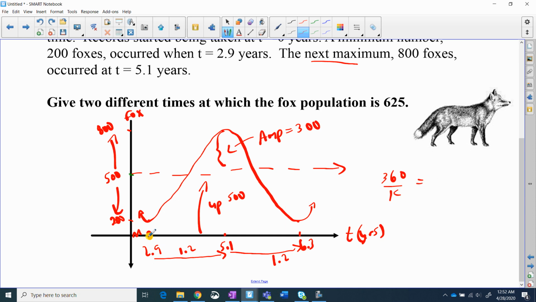It started at 2.9. Oh, I messed this up. Let me look at this. This should have been 2.4, not 1.2. 2.4 to get from there to there. This should have been another 2.4. So that's not going to be 6.3. You got to fix that. See, this is what happens when you don't have students in front of you to help you.